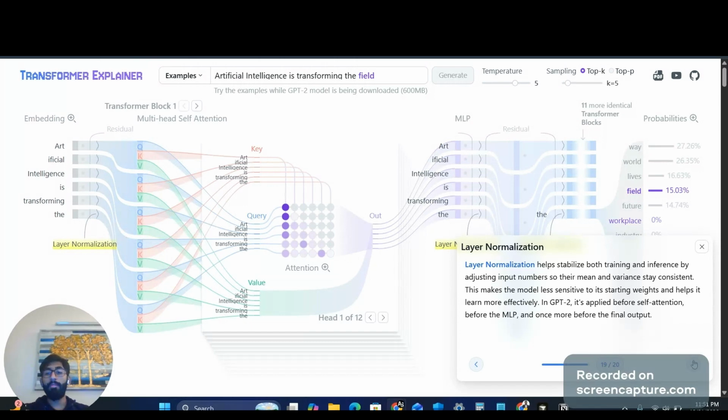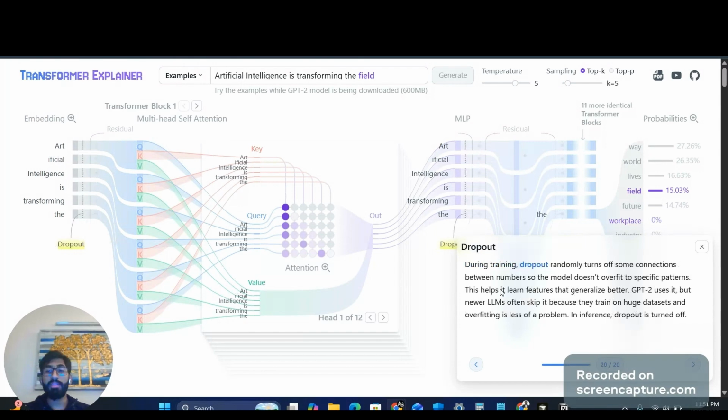And then last but not least, we have the dropout. Dropout is basically a neuron that is turned off, or some connections between numbers, so the model can learn and not overfit. To prevent our model from overfitting to specific patterns, this helps it learn features that generalize better. GPT uses it, but newer LLMs often skip it because they train on huge datasets and overfitting is less of a problem. In inference, dropout is turned off.